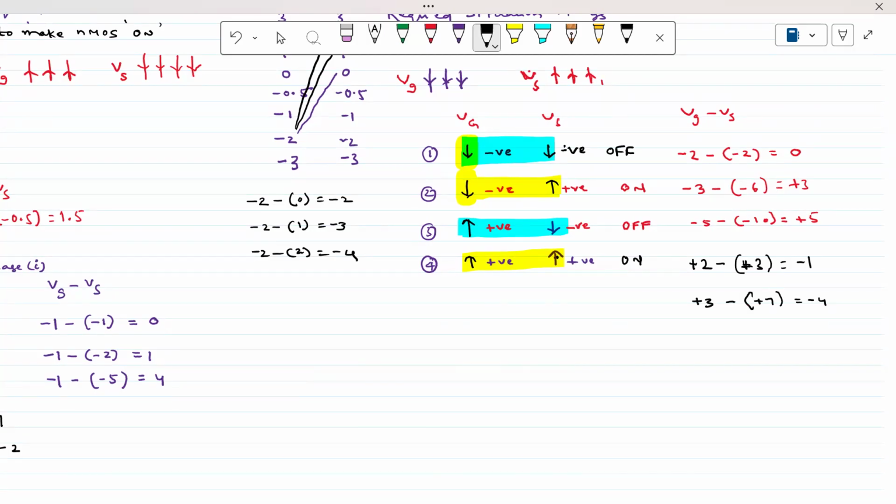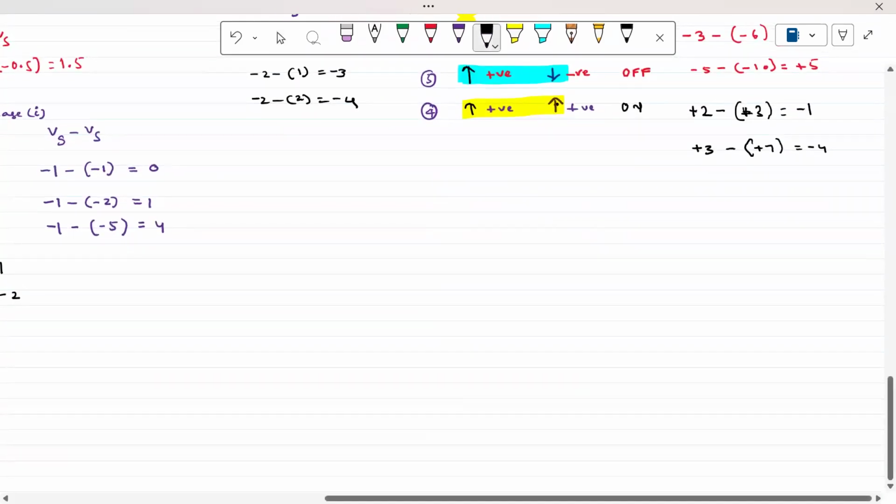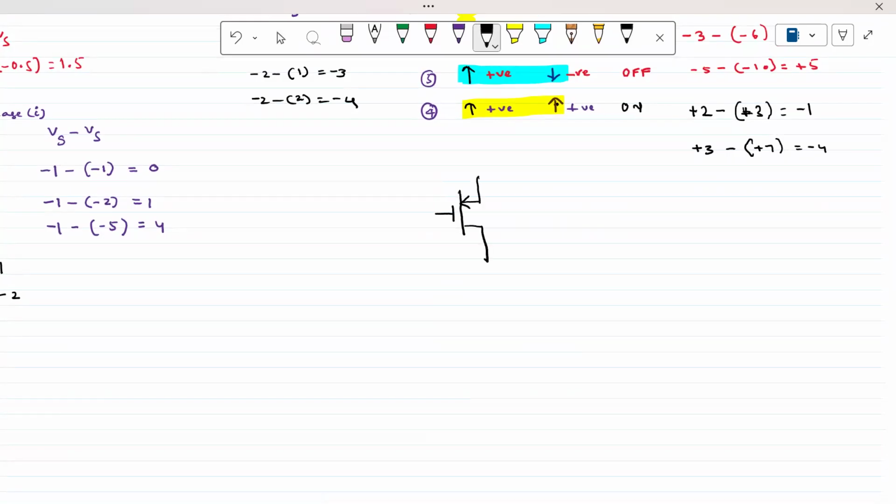As we keep on increasing the source potential more and more in the positive direction, it tends to turn on. And the gate potential also should be more negative. Okay, that's fine. Let me conclude here. What is the conclusion? This is the PMOS transistor, right? This is the gate potential, this is the source potential, this is the drain potential. Look at this point.